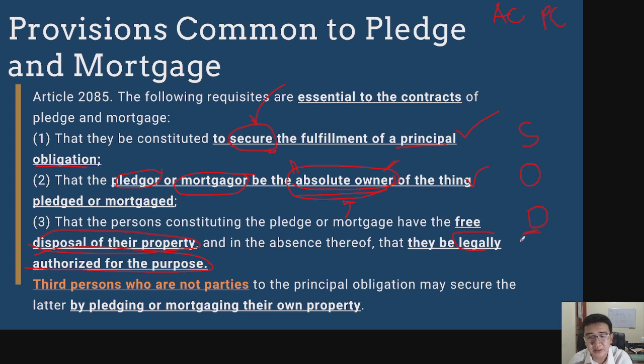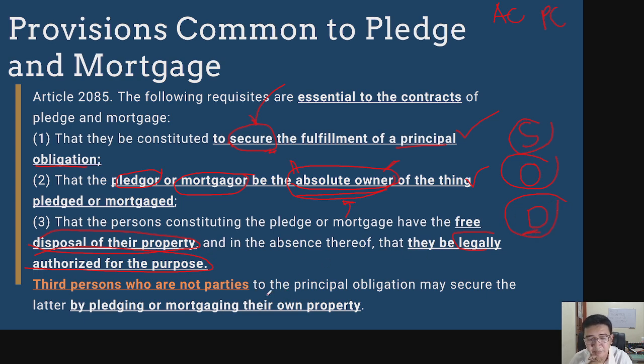Okay, so you can dispose it, you can sell it, you can transfer it or convey it, whatever you want. Okay, so those are the three essential requisites. So remember them. Must be used to secure the fulfillment of an obligation. You must be the absolute owner and you must have the right to dispose of the property.